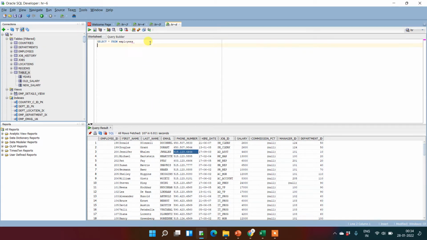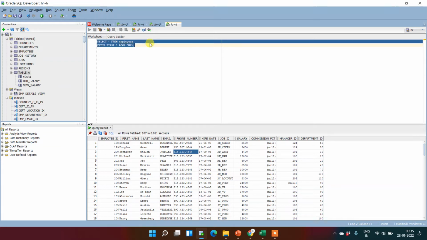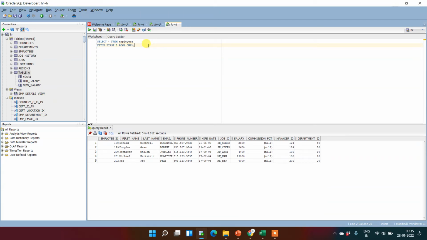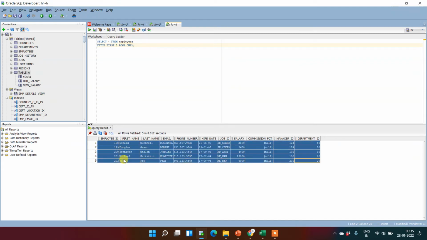To filter this, we will use two different functions. First is fetch, the second is row number. So let us start with the first one, that is fetch. Let's suppose 5 rows only. Fetch first five rows only. Now, after running this, we saw that there are just 5 values instead of hundreds of numbers. It just picked the initial 5.